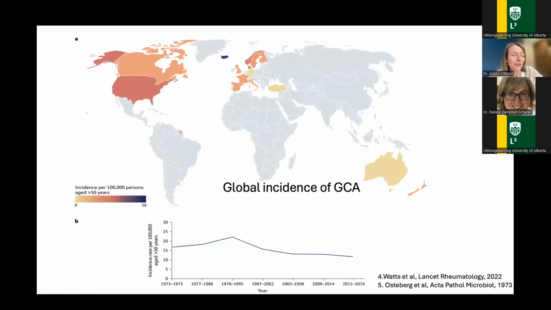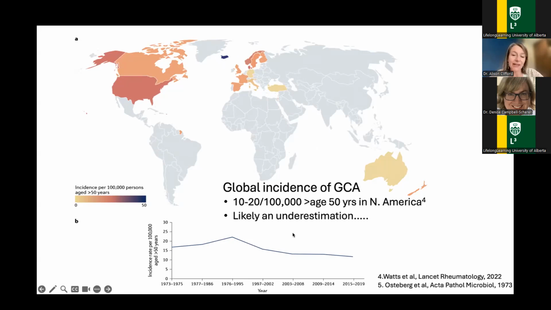This is the map of the global incidence of GCA, and what you can see is the darker colors are where the higher incidence is. So it is reported to be most common in people of Northern European descent, particularly Scandinavia, Iceland being a real hotspot. And then here we see North America. And here it's estimated that between 10 to 20 per 100,000 over the age of 50 will have GCA. But I think whenever we see a map that looks like this, with all of these gray countries, we simply have no data. So almost certainly this is an underestimation.